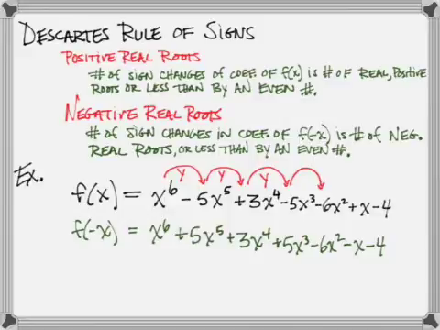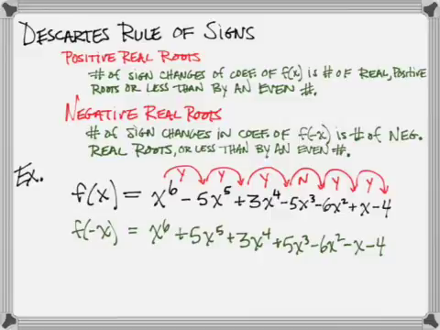So now we count the sign changes. Do I have a change in sign from this to that? Yes, from positive to negative. Then it goes from negative to positive. Then it goes from positive to negative. And now it goes negative to negative. So is that a sign change? No. And now it goes negative to positive. That is a sign change. And now it goes positive to negative. That's a sign change. So I have 1, 2, 3, 4, 5 sign changes.